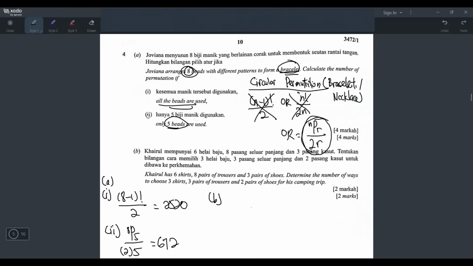Okay, all right, let's do B now. Khairul has 6 shirts, 8 pairs of trousers, 3 pairs of shoes. Determine the number of ways to choose.